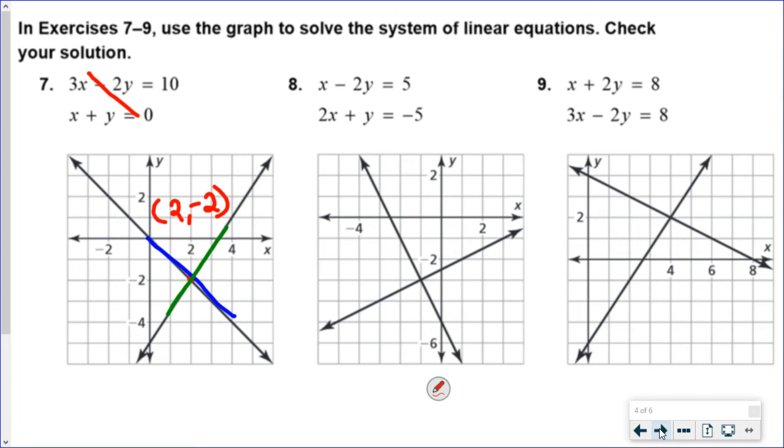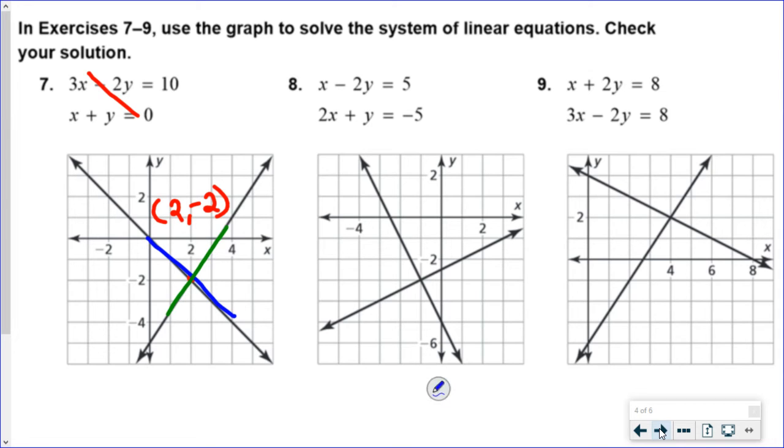And this red (2, -2) is the solution because it's the only point that works on both the blue and the green lines. So again, I'm not worried too much about the equations for today. Can you graph equations in slope-intercept form?